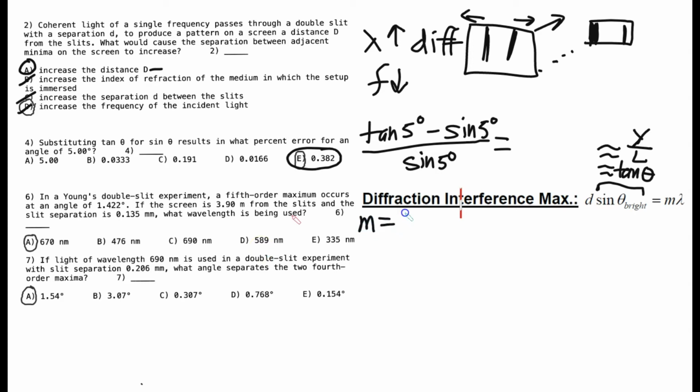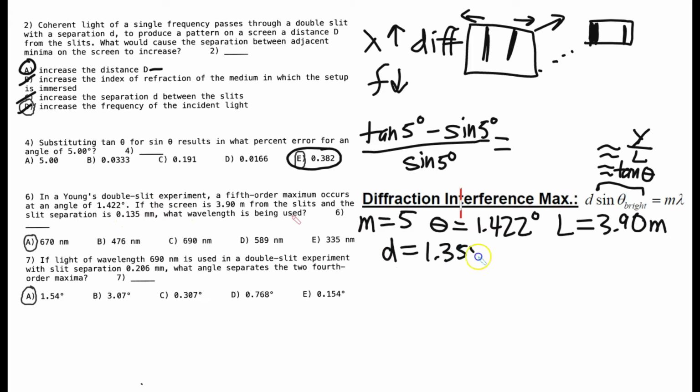Again, m equals 5. I'm just reading through. Theta is 1.422 degrees. L is 3.90. We know the slit separation, d, and by the way, this is in millimeters. We need to get this in SI units. That's 1.35 times 10 to the minus 4 meters.